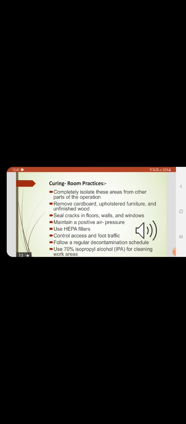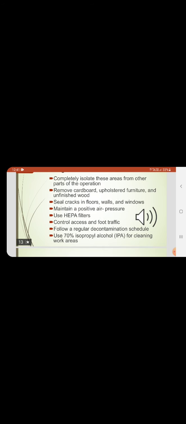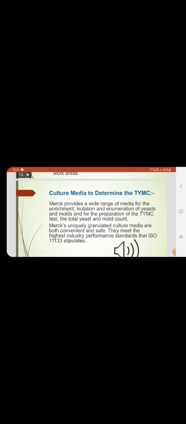Curing room practices. Completely isolate these areas from the other parts of the operation. Remove cardboard, upholstered furniture and unfinished wood. Seal cracks in floors, walls and windows. Maintain a positive air pressure. Use HEPA filters. Control access and foot traffic. Follow the regular decontamination schedules. Use 70% isopropyl alcohol for cleaning work areas.